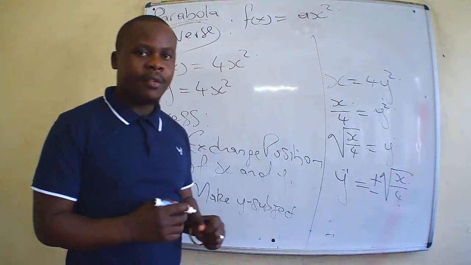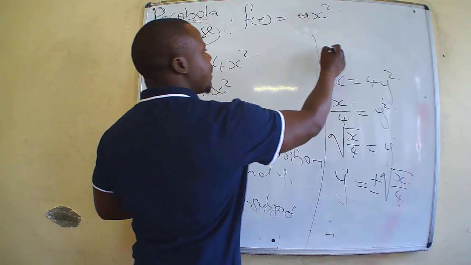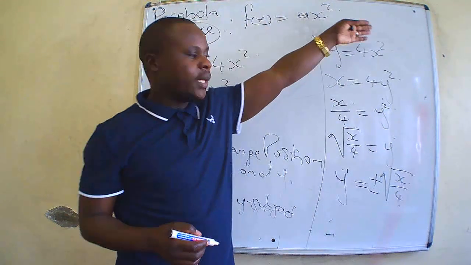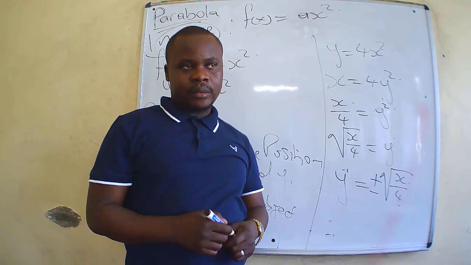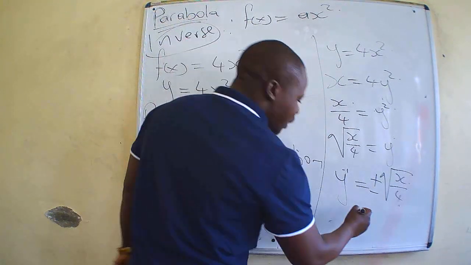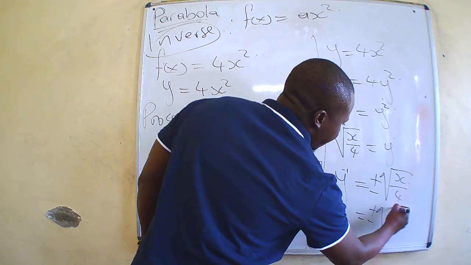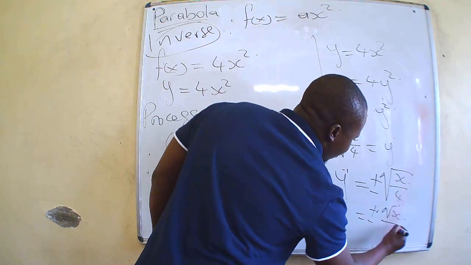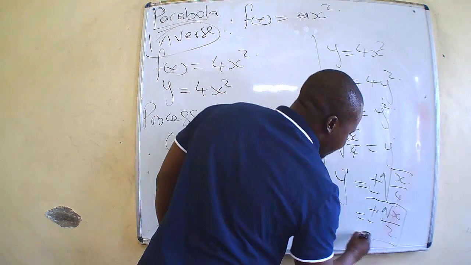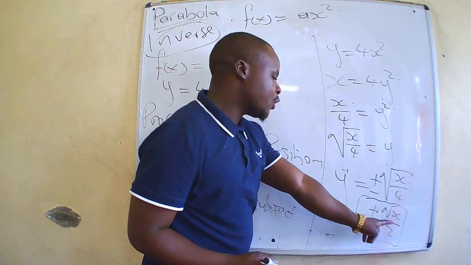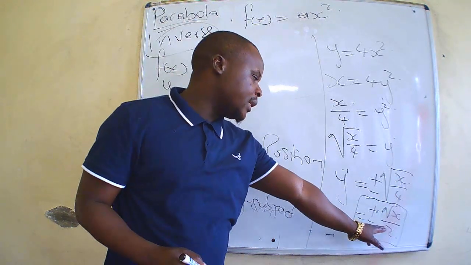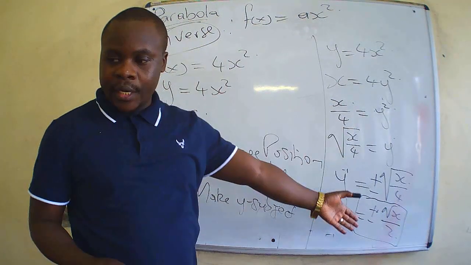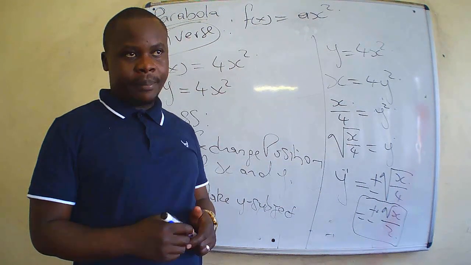We have determined the inverse of this function. So y is equal to 4x squared, and its inverse can be written like this. Or we can simplify this to be plus or minus root x over 2. This is the very same thing, because the square root of 4 we know is 2, so the square root stays on x, and here it remains 2. So this is the inverse of this function.